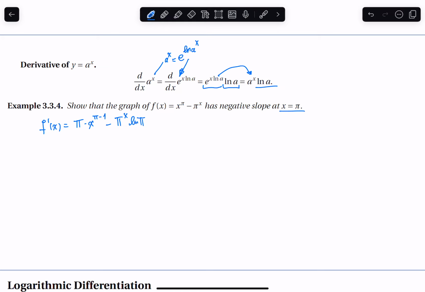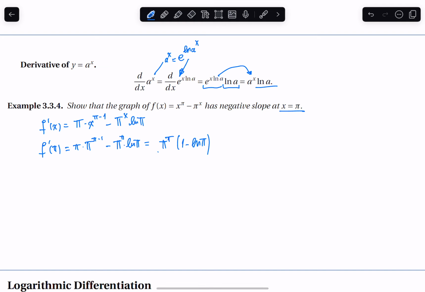Now we put x equals pi, which makes pi times pi to the power pi minus 1 minus pi to the power pi times ln of pi. So from this we get pi to the power pi times 1 minus ln of pi.